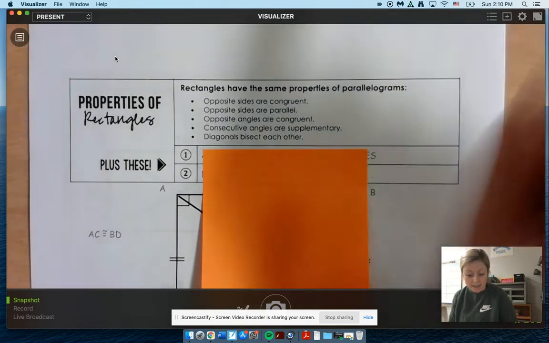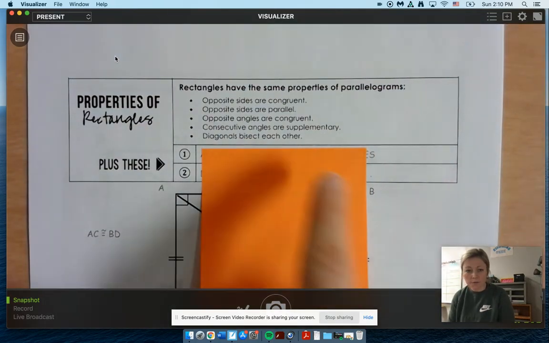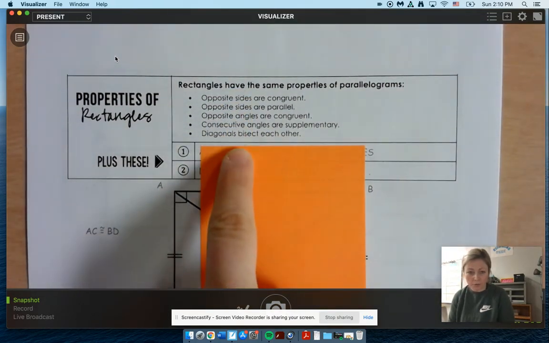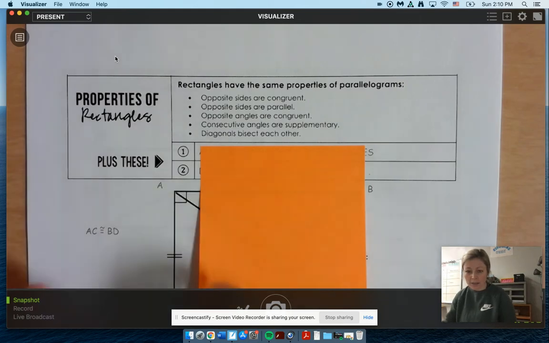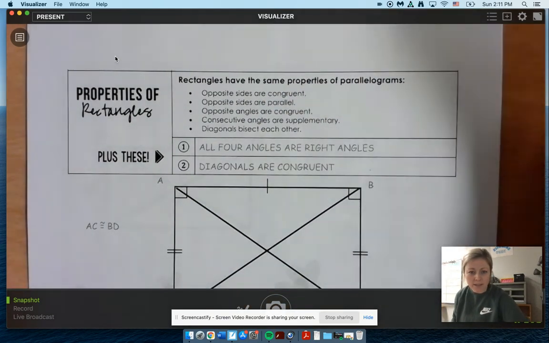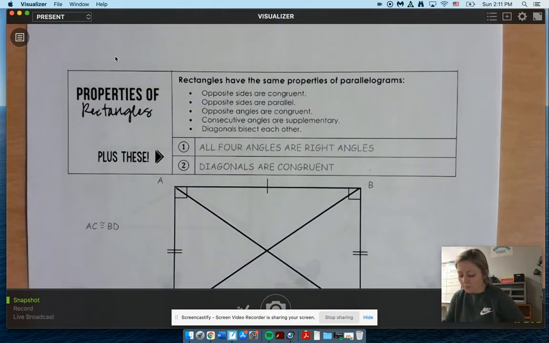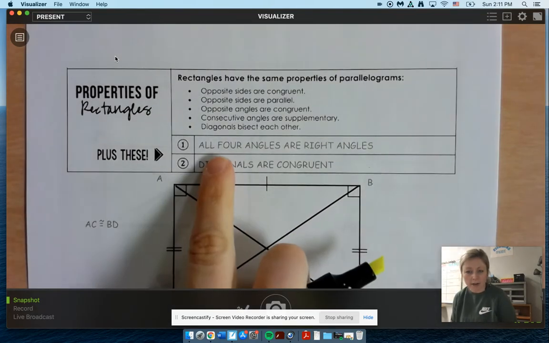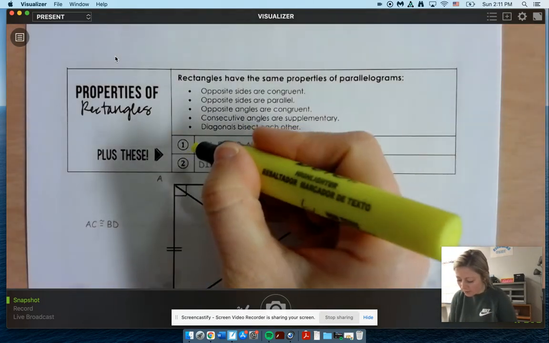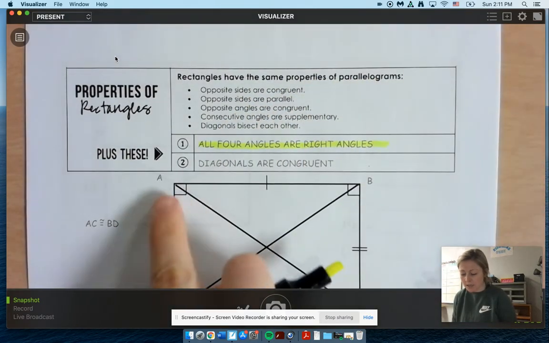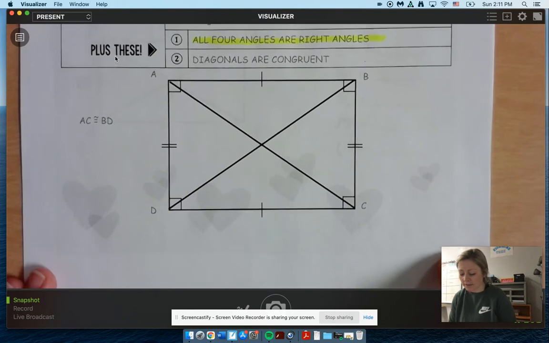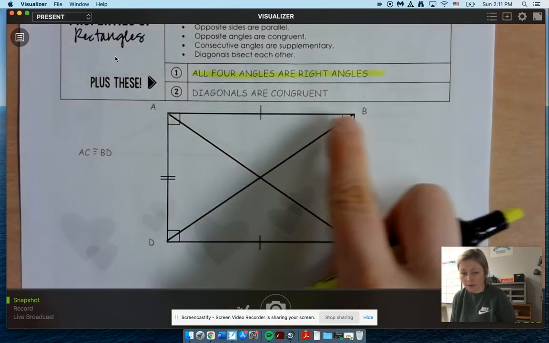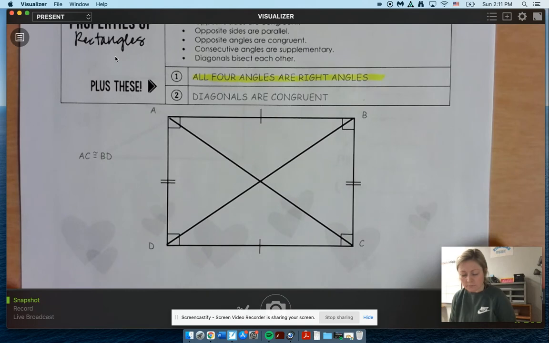Since a rectangle is a parallelogram, all of those properties of a parallelogram are true of a rectangle. But then what differentiates a rectangle from a parallelogram are these two properties right here. So all four angles are right angles. So all those corner angles are right angles, which I think we already knew, but now we formally know, right?